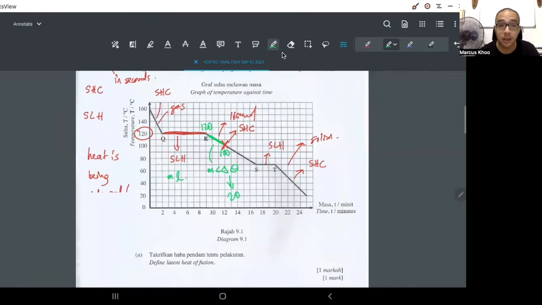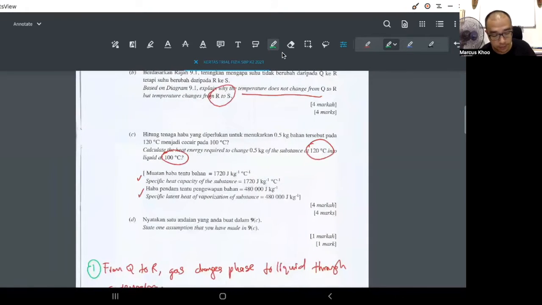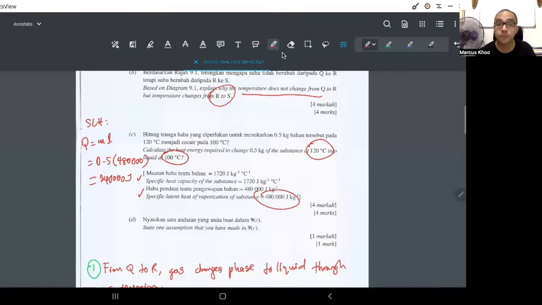Okay, so let's calculate this one by one. First, we calculate the red one, the specific latent heat. Okay, so the specific latent heat is Q equals M times L. M is 0.5. L is given to you, 480,000. So no need to think so much. Okay, our answer will be 240,000 joules.